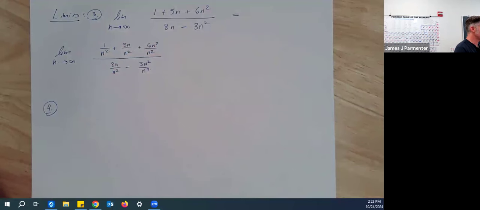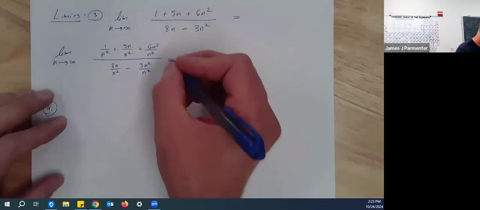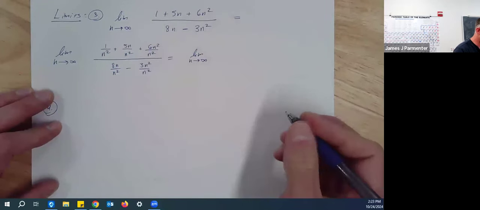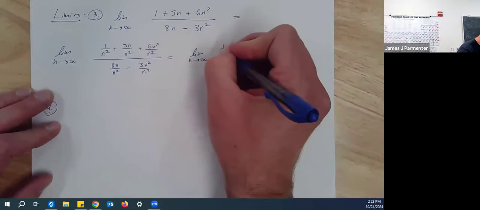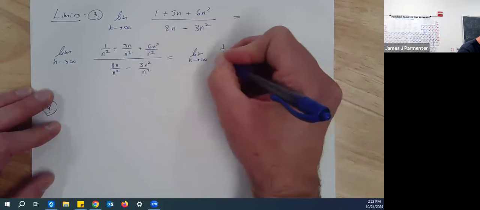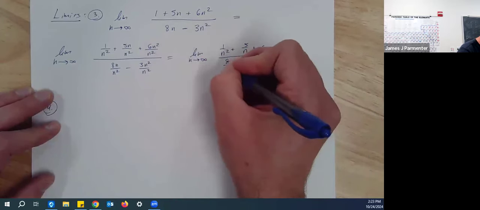I do think you can skip this first step. You don't have to write it out like this. I like to write it out just to show the work, but I think it's totally fine to skip this first step and know that when you divide each term by n squared, things are going to simplify in the following way. You're going to get the limit as n goes to infinity of 1 over n squared plus 5 over n plus 6 over 8 over n minus 3.